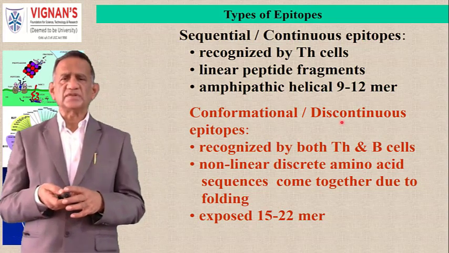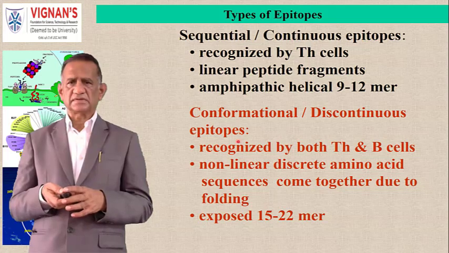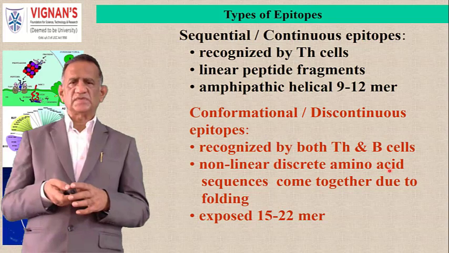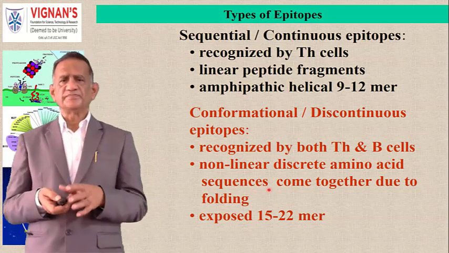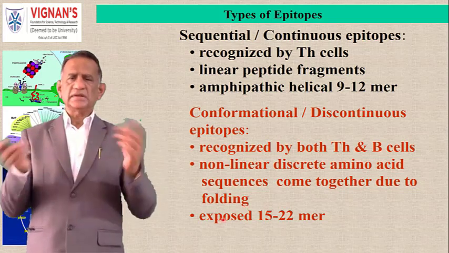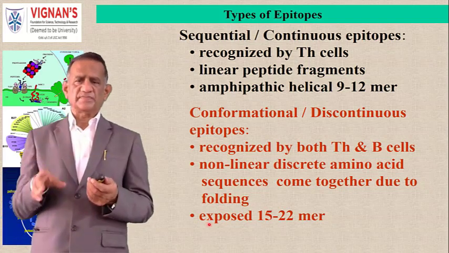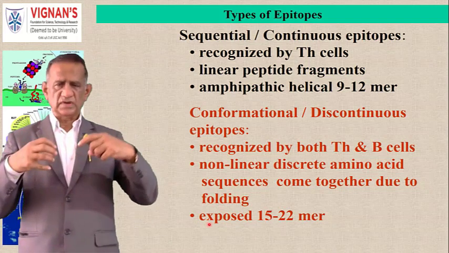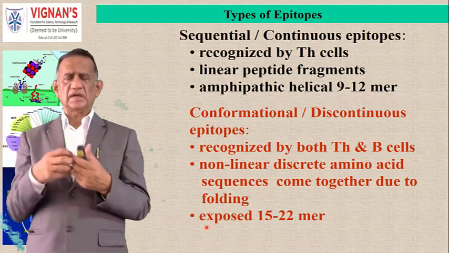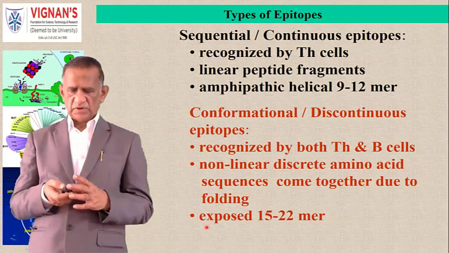Then conformational and discontinuous epitopes. These are recognized by both T helper cells and B cells. Conformational epitopes are non-linear, discrete amino acid sequences, I will show you in the next diagram, the next slides, that come together due to folding. Because the antigen is not a single linear thread. It has a folded pattern. The folded patterns have different folds which are far apart sequence-wise, but because of the folding they come closer. Those folds are called the conformational epitopes. They are nearly 15 to 22 residues.